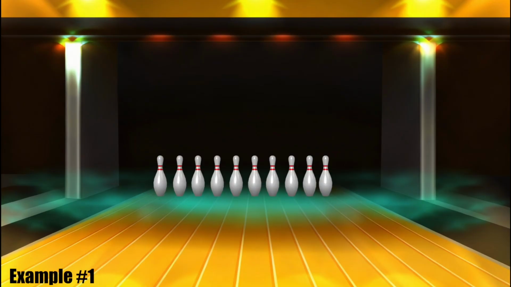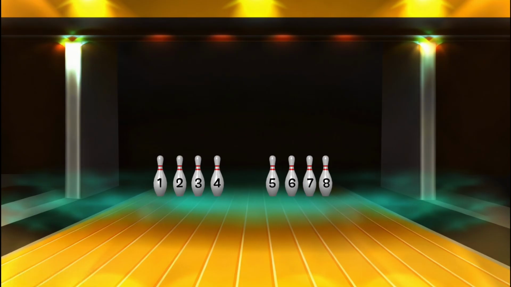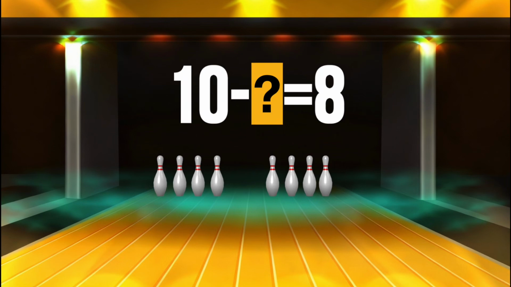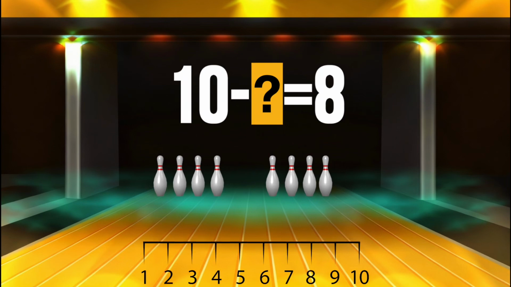We start with 10 pins. The first bowling ball rolls. Now we see 8 pins still standing. Our subtraction sentence is 10 minus what equals 8. Let's use counting back to figure out how many pins fell.